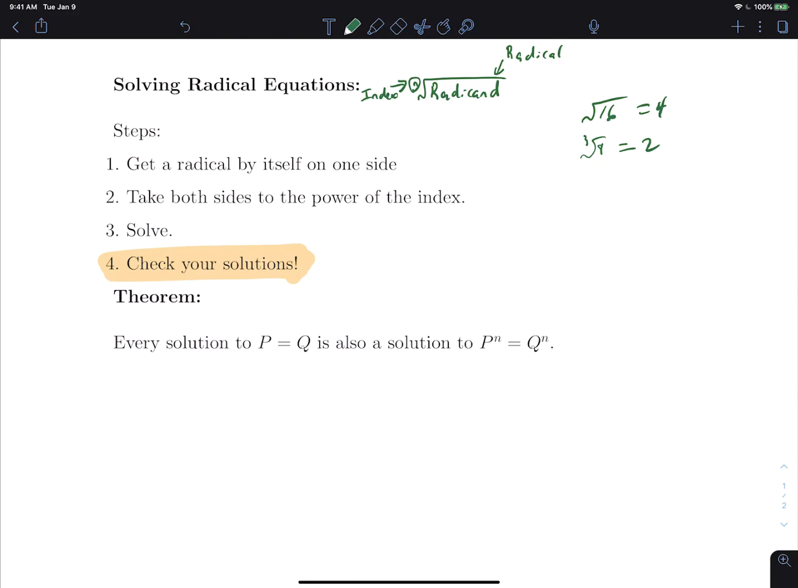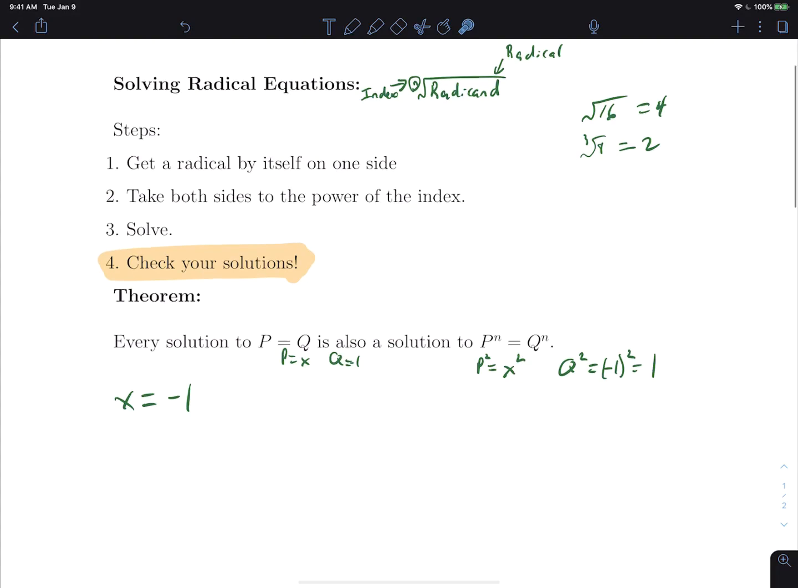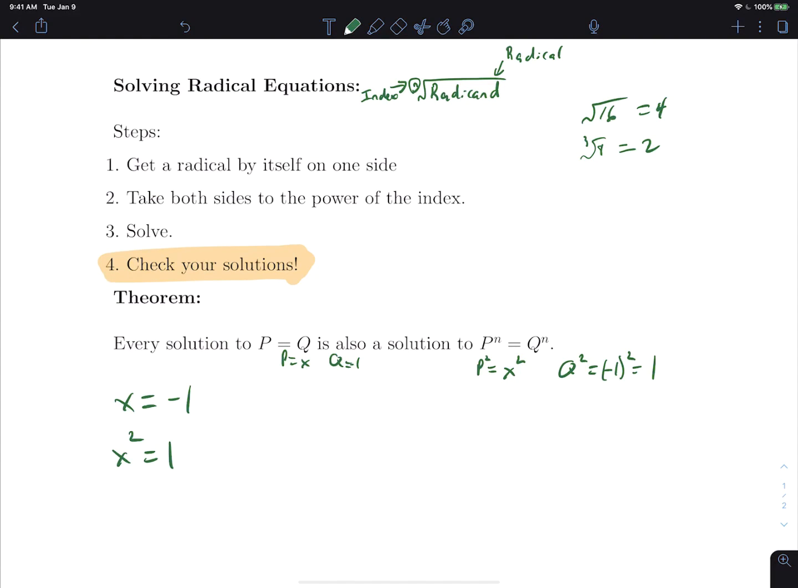And here's how you know that. Let me just say x equals -1. Okay, if x equals -1, notice that right here, this is just p and this is just q. So in this case, p is x, q is -1. Notice that if I square that, that means that p squared is going to be x squared. And if I square the -1, it means q squared will be -1 squared, which is +1. In other words, it's going to create the equation that x squared equals 1. That's because I am squaring both sides here.